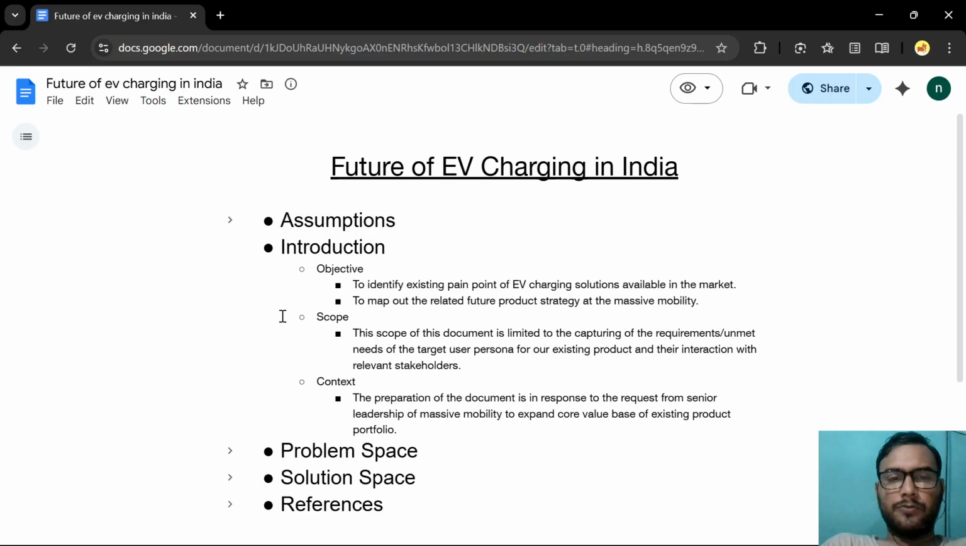Now comes the objective, scope, and the context of this report. The objective is to identify the current pain points in the EV charging space, the analysis, and why we are doing this. The goal is that we want to align this research, or the gaps that we identify, with our future product roadmap. We need to align how we are going to think about the future of charging.